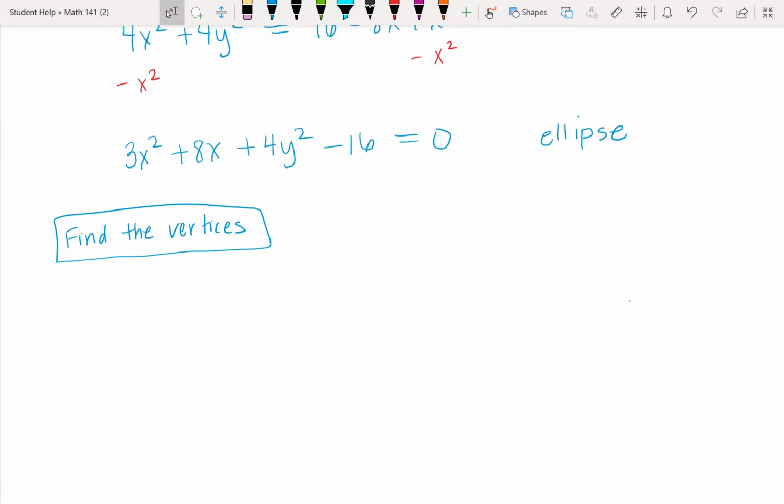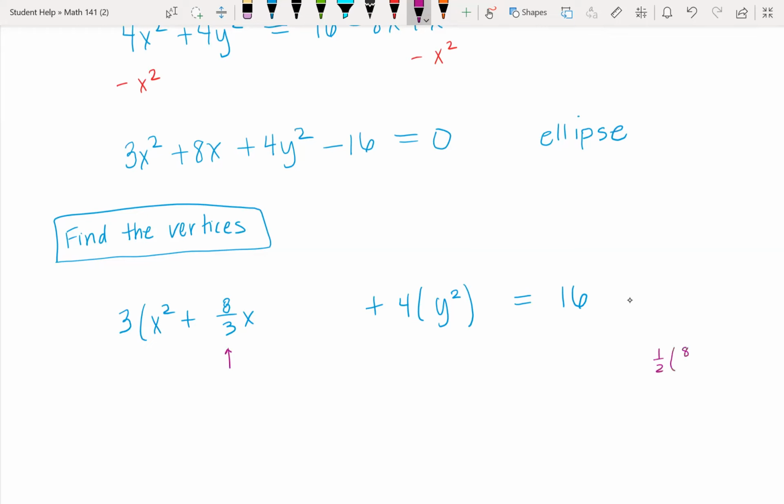What we do is we group the x terms together and the y terms together, and we factor out the coefficient that's in front of the squared term so that we can complete the square. I'll leave that like that. And then we move any constant that has no variable onto the right-hand side. The middle term here is 8 over 3.